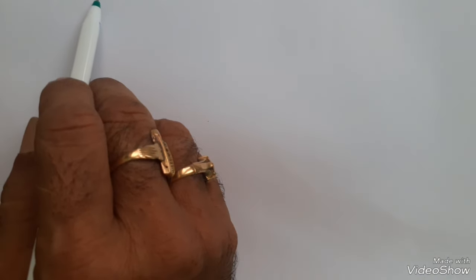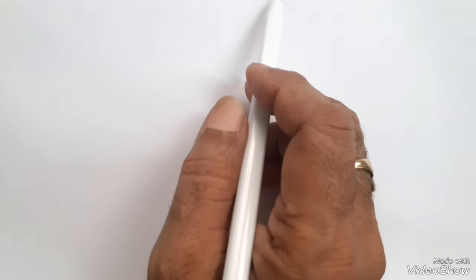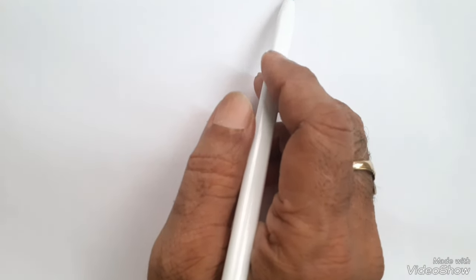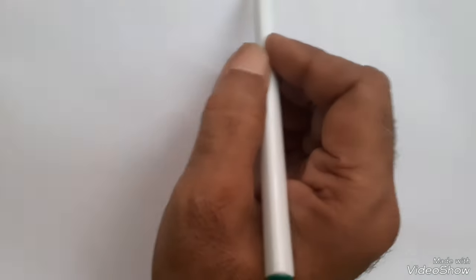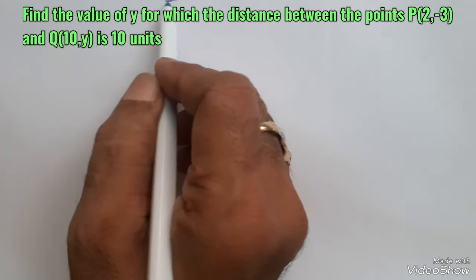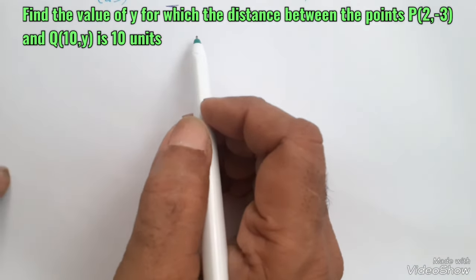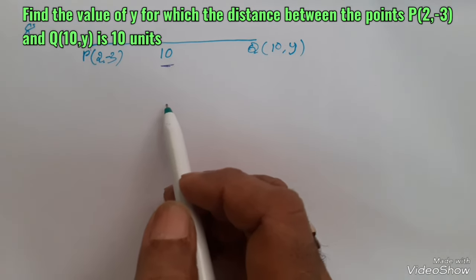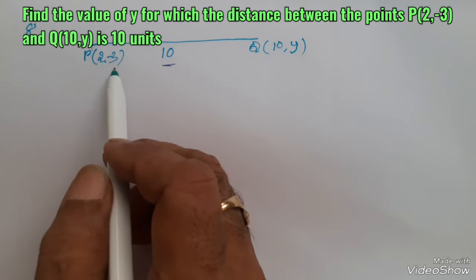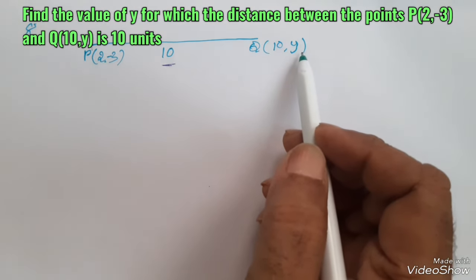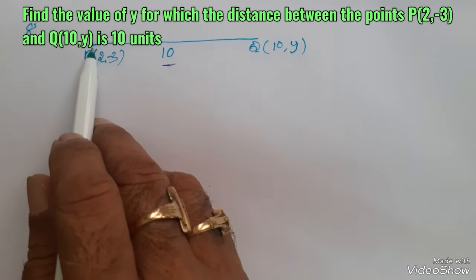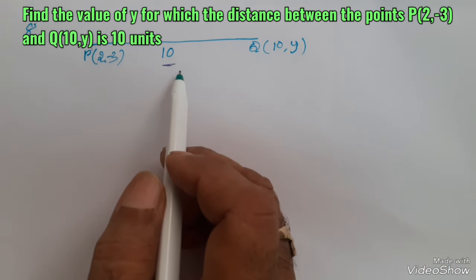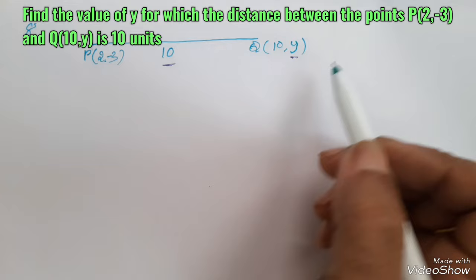So here 2 points are given. One is P (2, minus 3) and Q is (10, y). And the length of PQ, that is the distance between P and Q, is given as 10 units. So P (2, minus 3) and Q (10, y) given, and the distance between the 2 points, 10 units, is given. Find the value of y. That is the question here.